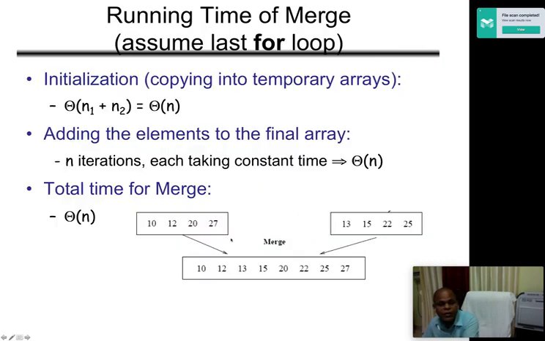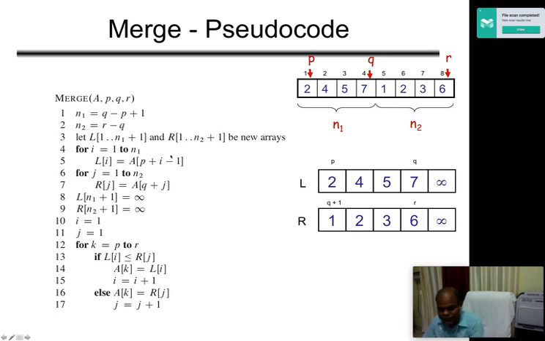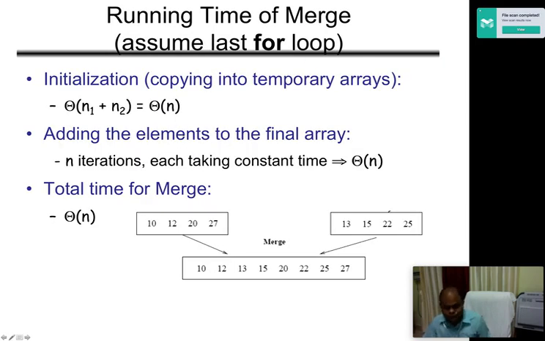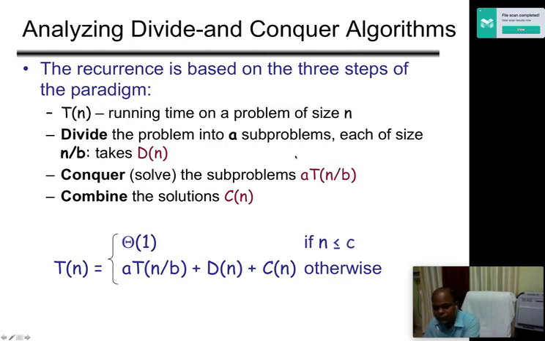Hence here it is explaining that your initialization will take big O of n time, because initialization means this and this. This one will be C1 n1, this one will be C6 constant, hence it will be C1 n1 plus n2, that means C1 into n. Hence the initialization will take big O of n, and adding the elements in the final line, that means merging, will also take theta of n.